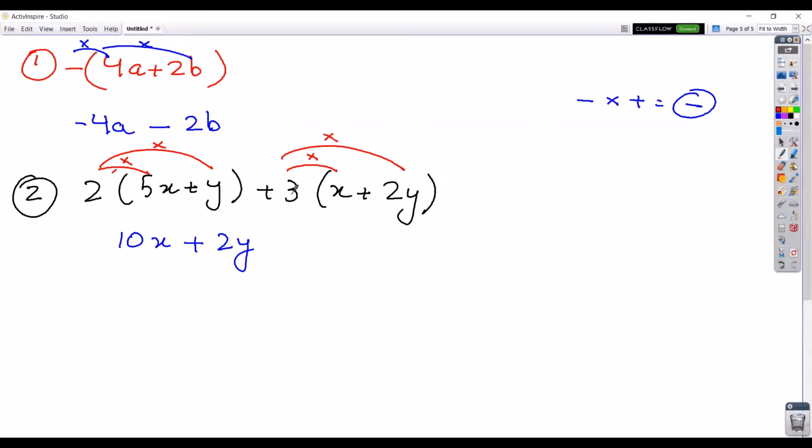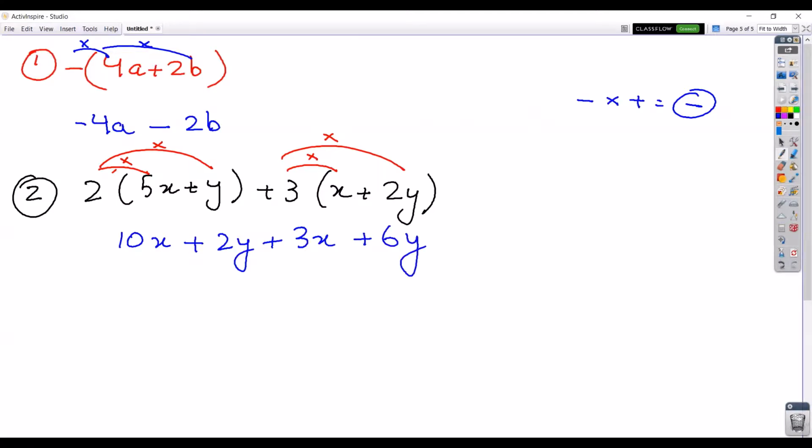I'll be doing the same thing with the second bracket to expand it out, multiplying the term outside the bracket with the terms inside the bracket. Remember, we consider the sign in between the brackets as well. So here we have plus 3. When you do plus 3 times x, it would be plus 3x. When you do plus 3 times plus 2y, it would be plus 6y.